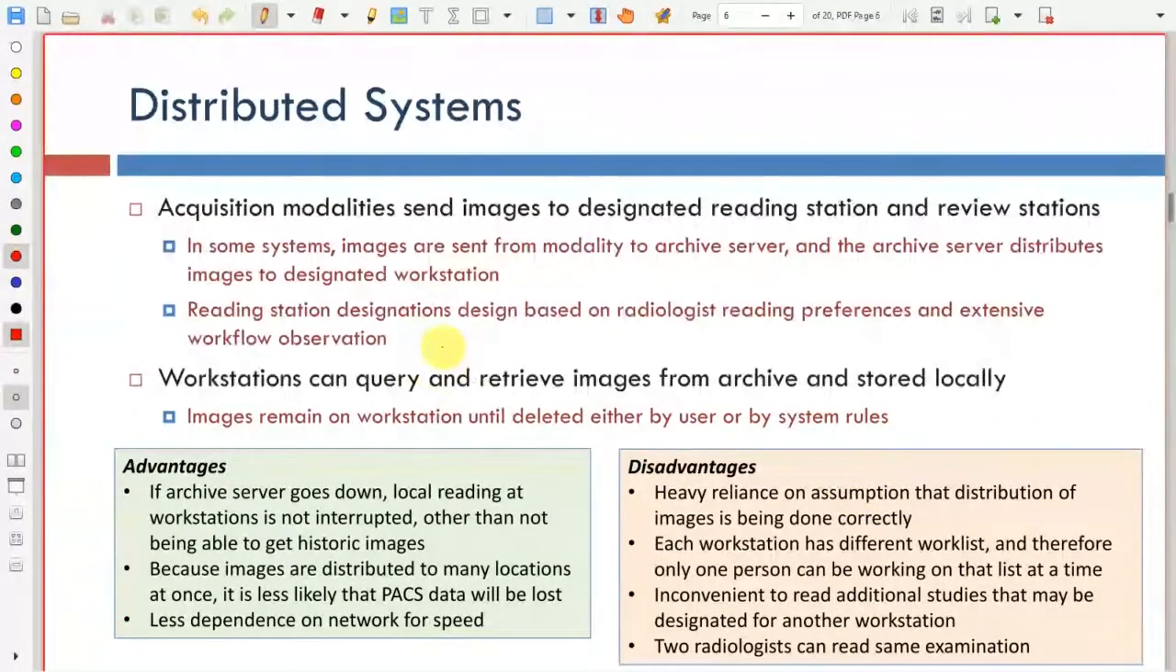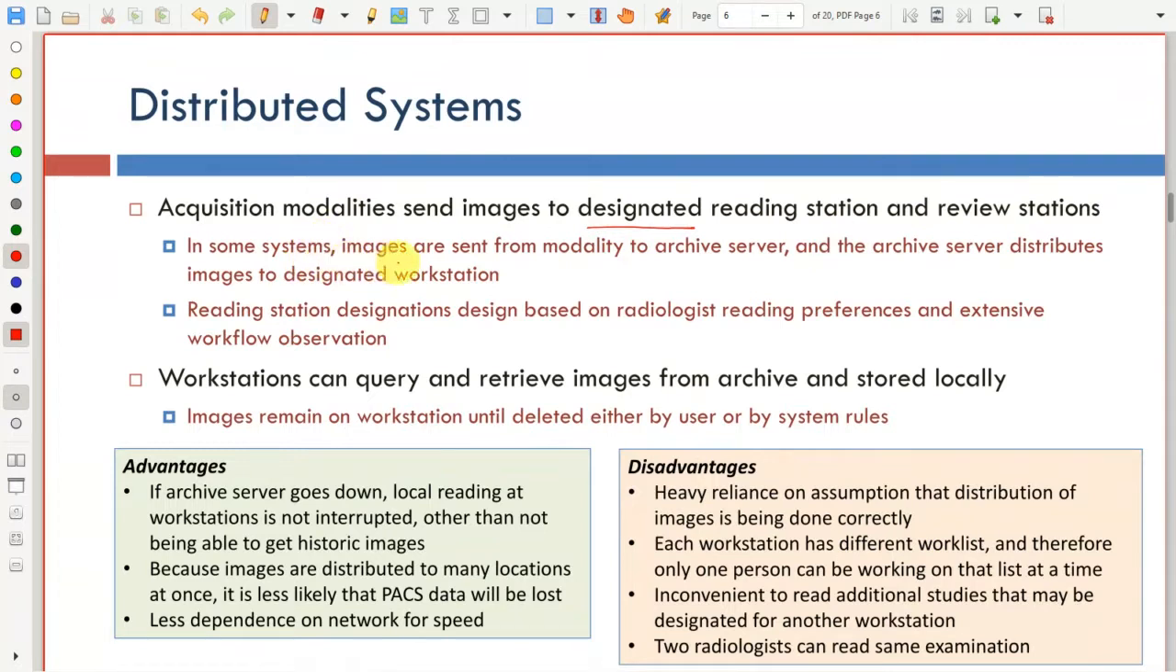Now we're going to talk about distributed systems, the other type of system that we talked about. Basically, the acquisition modalities send images to designated reading stations. Designated reading stations means that you have a certain workstation designated for CT, another designated for MRI, and so on. Reading and review stations are very much the same.